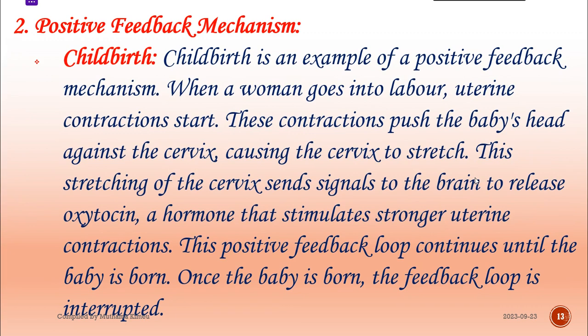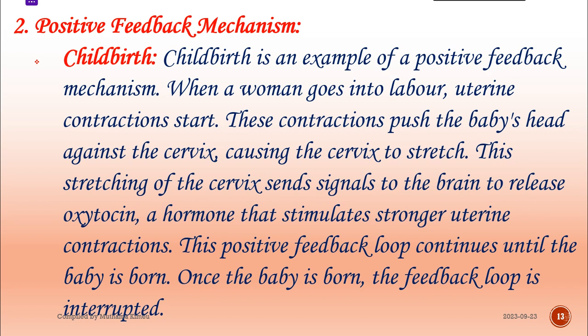Let's talk about positive feedback mechanisms, and the first example is childbirth. We say when a woman goes into labor, uterine contractions start. The contractions push the baby's head against the cervix, causing the cervix to stretch. This stretching of the cervix sends signals to the brain to release the hormone oxytocin, a hormone that stimulates stronger uterine contractions. Now look at this.